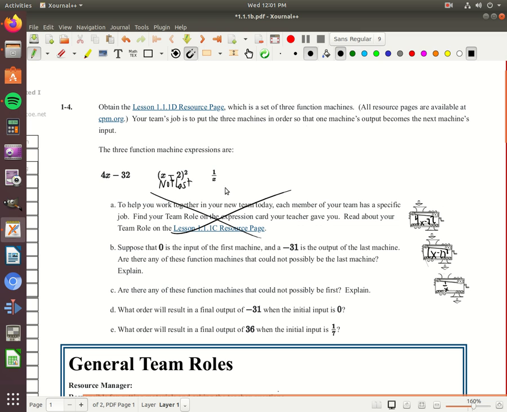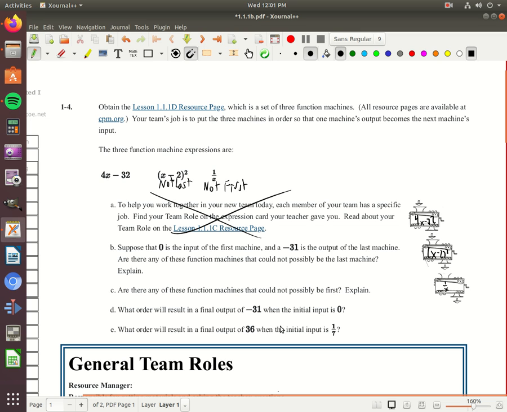Are there any of these functions that could not possibly be first? Well, I don't know if you guys know this, but if you plug 0 in the denominator of a fraction, it breaks the fraction. Essentially, you're saying how many times does 0 go into 1? And it doesn't. You can't divide by 0. So you can have 0 on top. 0 on top equals 0. But 0 on the bottom is what's known as undefined, and it breaks the fraction. It's not possible. So we would go back over here, and I would say I definitely am not allowed to have this one be first.